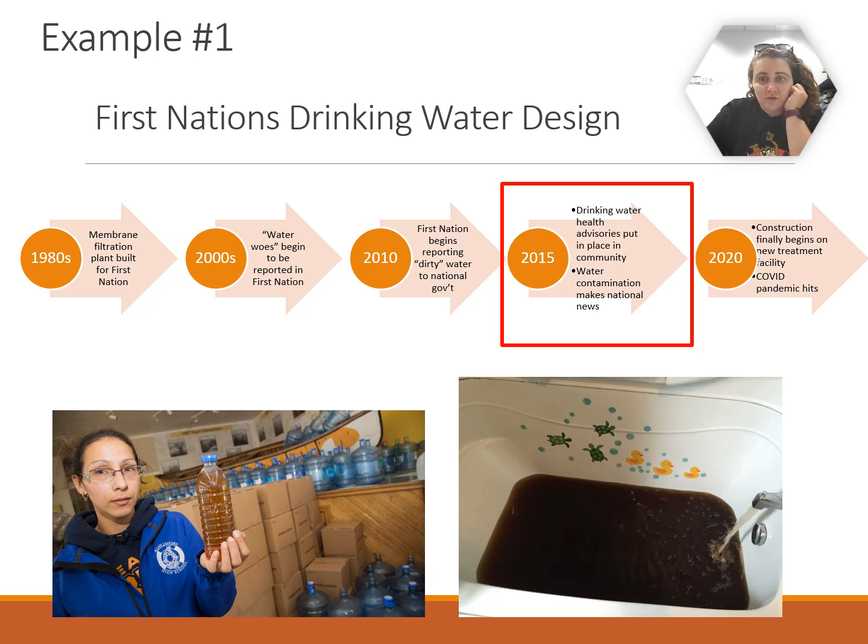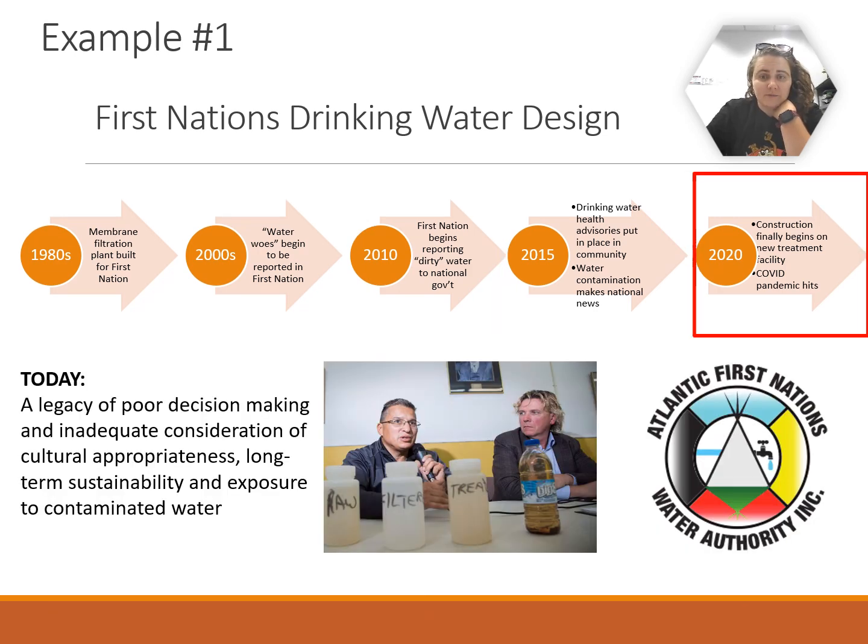It's staining people's laundry. Nobody wants to drink this. This is public outcry. The amount of backlash from this community was huge at this point. And what you can really see is kind of this legacy of bad decision making, of not thinking about a community, not thinking about things that are non-technical in a system. And so by 2020, right, we have a water authority being formed, we have commissions being pulled together in order to make sure that we address these concerns.